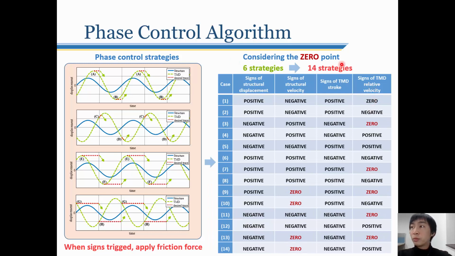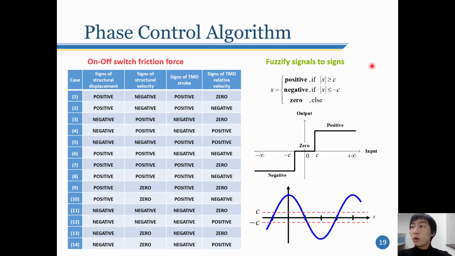If we consider the zero points, because the signs will pass the origin sometimes, then 6 judgments will expand to 14 judgments. Why do we want to add the zeros? Because like the fuzzy logic control, if we separate the signals into three parts, not just positive or negative, then some small disturbance can be neglected, and the control can be more robust.